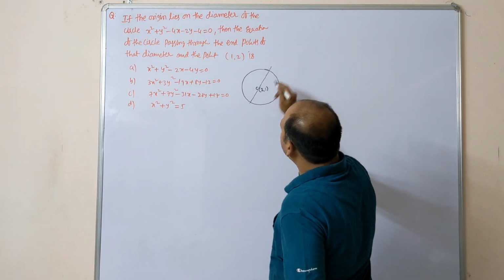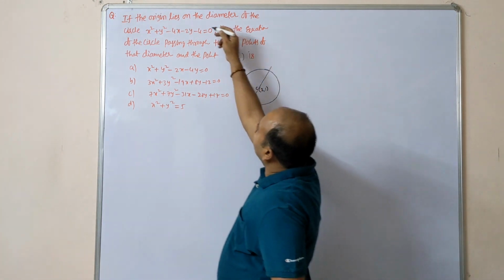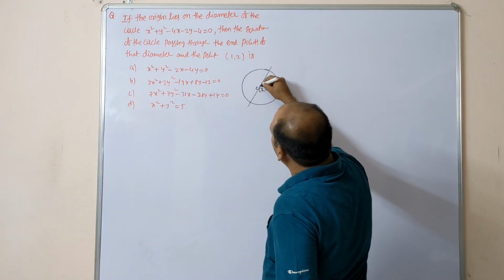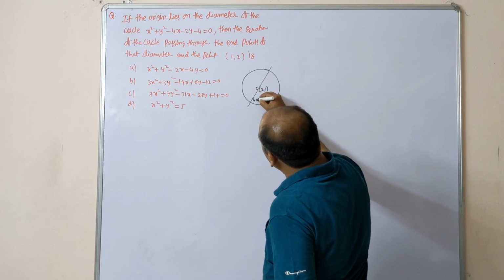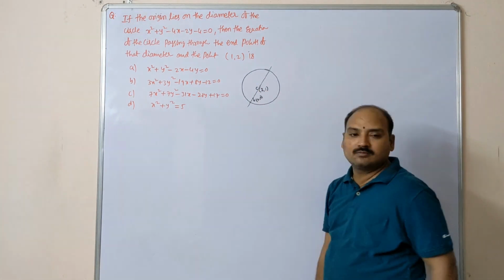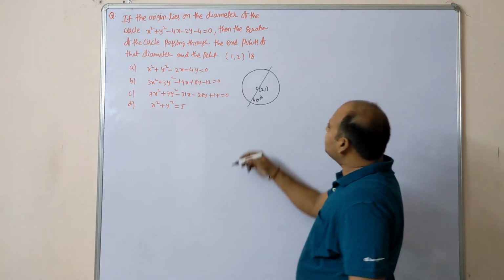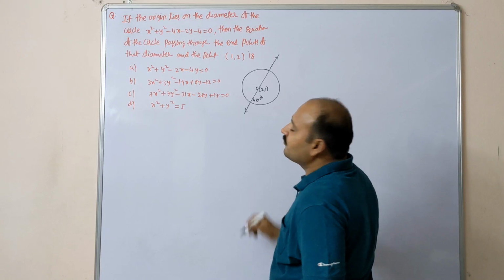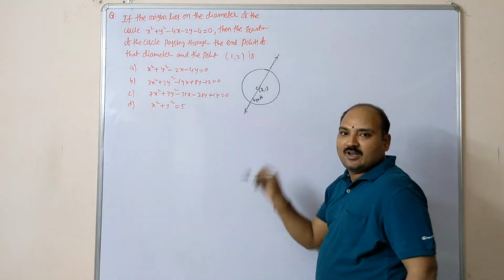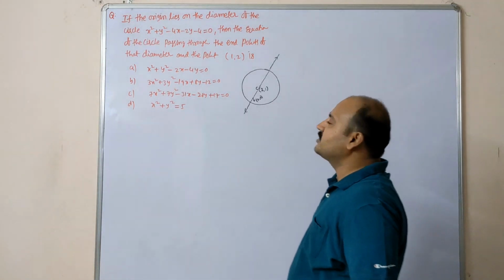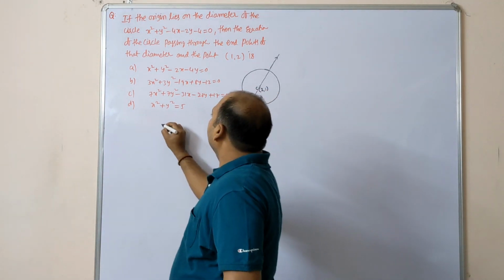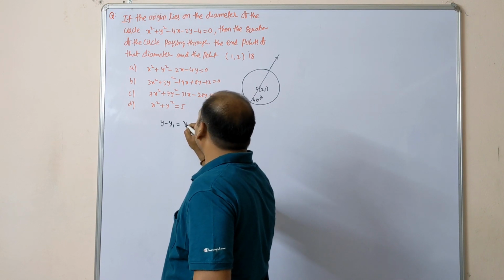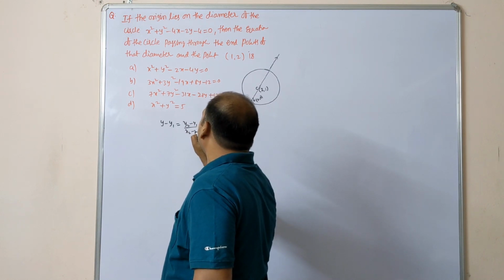This is the diagram. The origin lies on the diameter. Somewhere I am taking here. So here, this is the origin. So this line we can calculate now. This line, the diameter equation, we can calculate now. 2 points are there. We can find out the diameter equation of the line: y minus y1 equals (y2 minus y1) by (x2 minus x1) into (x minus x1).